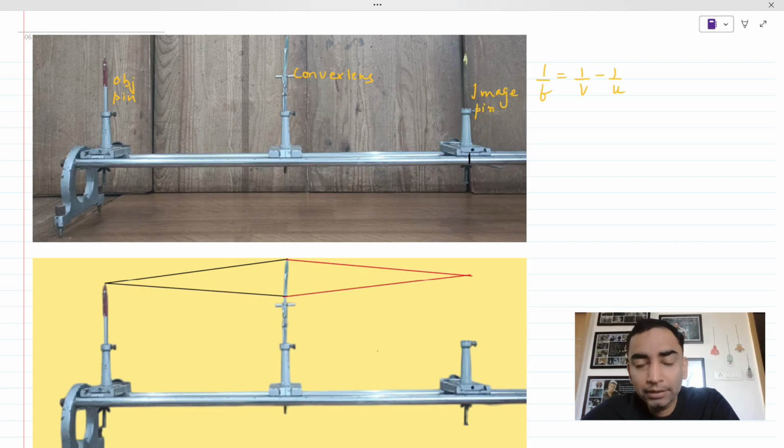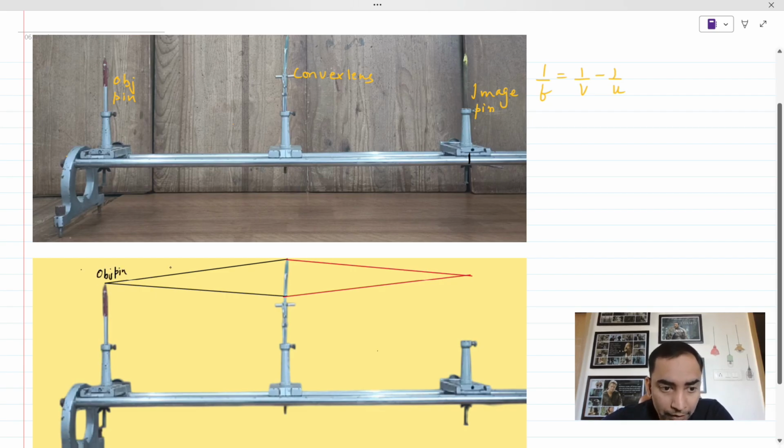Why do we use an image pin? That I will let you know shortly. Below I have used a ray diagram to explain what we are doing here. Over here we have an object pin, right? Now these two rays are going to come out from the object pin. They will pass through the convex lens. Since a convex lens is a converging lens, these two rays will finally meet over here. So you will get a real and inverted image of this object pin.